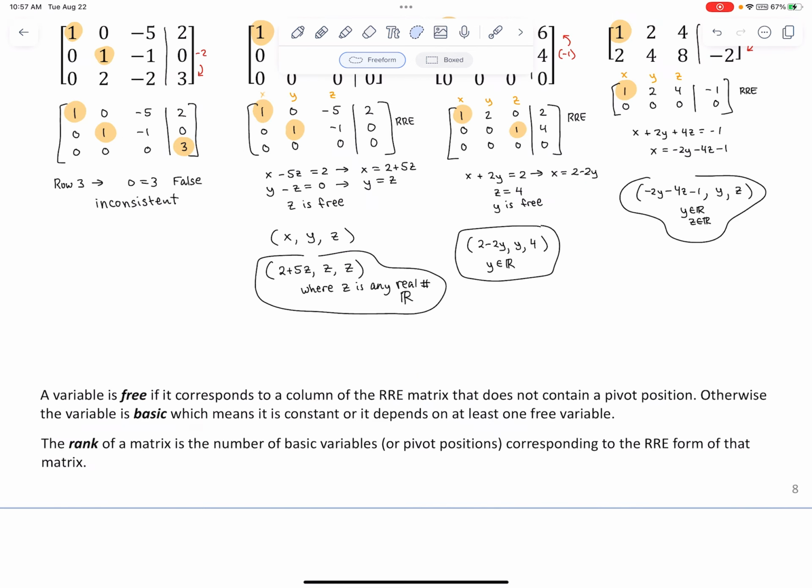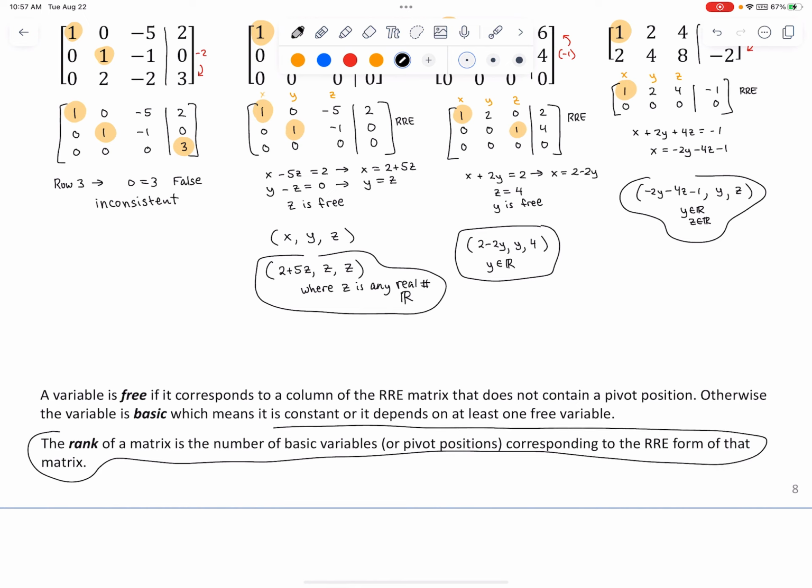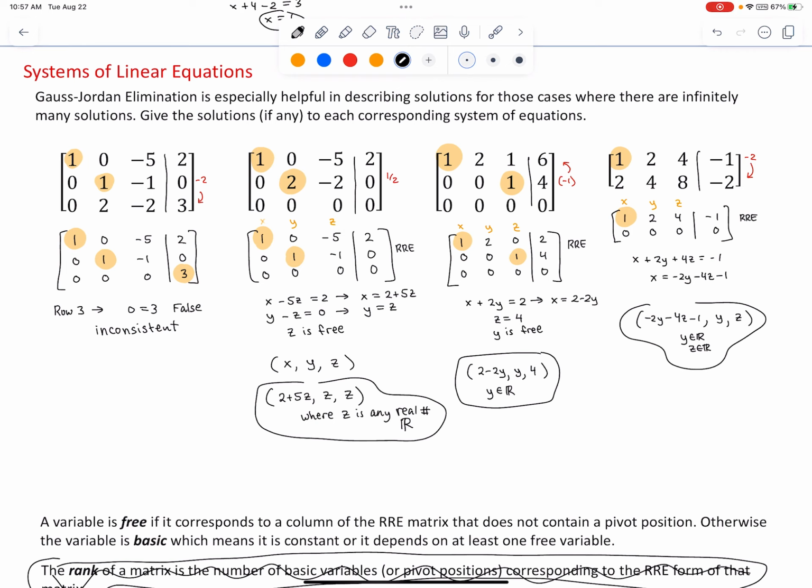Okay, and then this is an old draft of the guided notes. I've eliminated this sentence here because I want to introduce the idea of rank a little bit later in class. So this sentence I've just eliminated from the current guided notes. And that wraps up our discussion on systems of linear equations and how to use matrices to solve them.